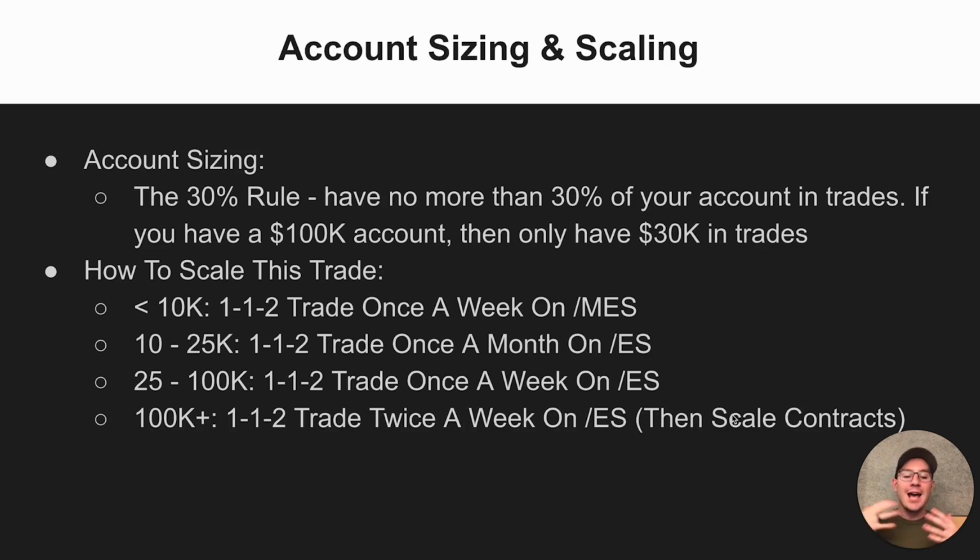And then of course, as we go to an account size larger than $100,000, we can do the 1-1-2 twice a week on ES and then slowly scale the contract size from there. Once we get to twice a week, that means you're entering Tuesday and Thursday. You don't typically want to add more days. Instead, you just want to scale up the contracts. So once you get to twice a week, scaling up the contracts means you'll be doing a 2-2-4 or a 3-3-6 or something like that.